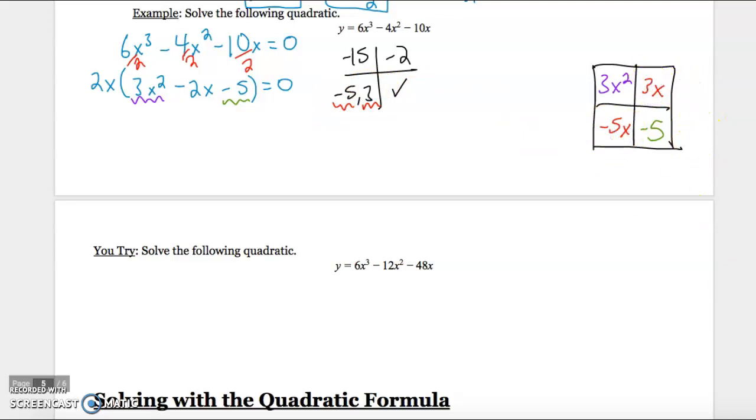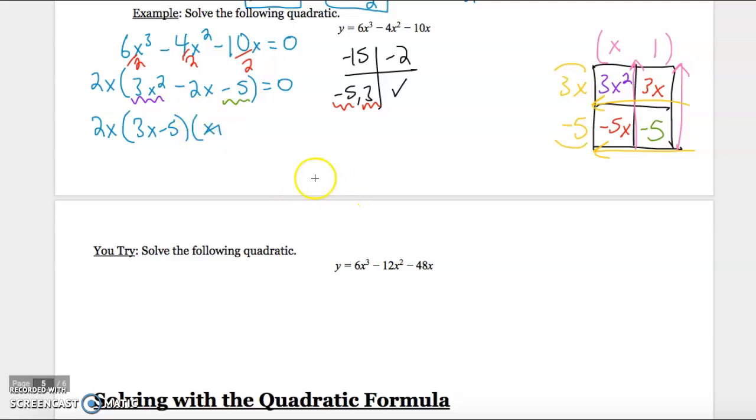And then we're going to start doing my GCFs. So between 3x and negative 5 would just be a 1. Between 3x squared and negative 5x would be just an x. Oh, I think it changed colors. Sorry. Between 3x squared and 3x would be a 3x. Negative 5x and negative 5 would be a negative 5. And then those are my factors. All right, so now I have my 2x still hanging out. 3x minus 5 and x plus 1.